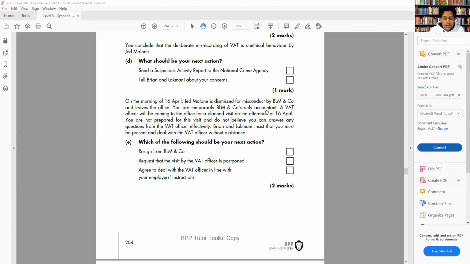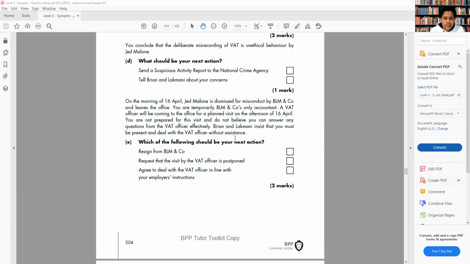You are temporarily BLM and Co's only accountant. So you are the one working for the company as an accountant right now, because your qualified person has left. A VAT officer will be coming to the office for a planned visit on the afternoon of 16 April. You are not prepared for this visit and do not believe you can answer any questions from the VAT officer effectively. Brian and Luckman insist that you must be present and deal with the VAT officer without assistance. So they are saying the owner said, stay with the VAT officer and carry on the visit.